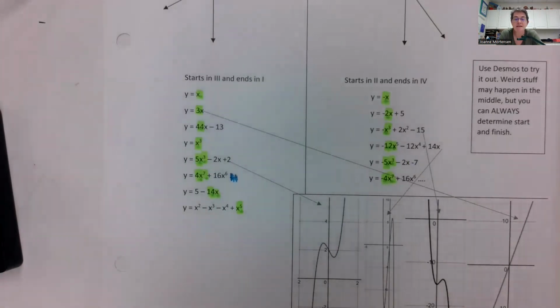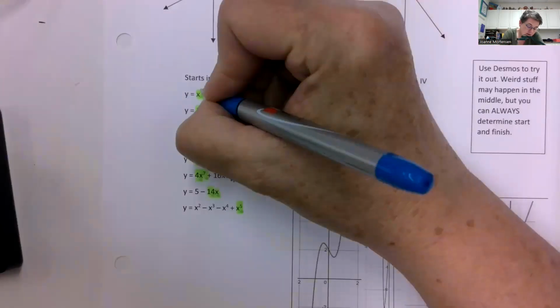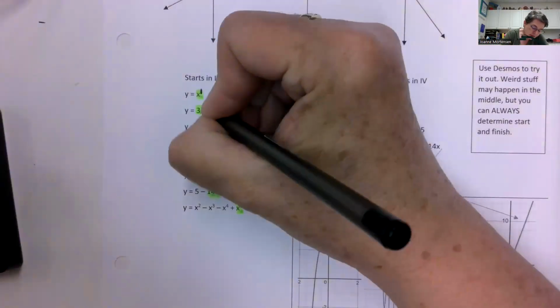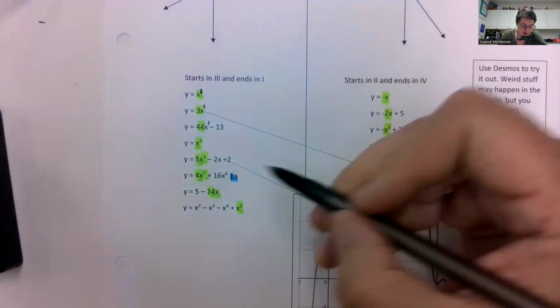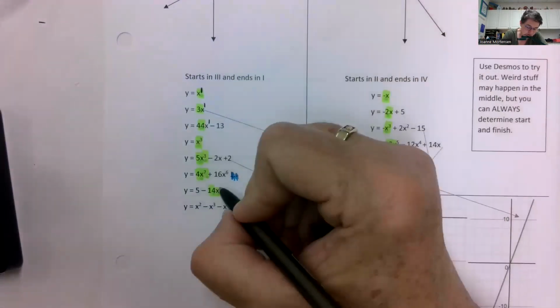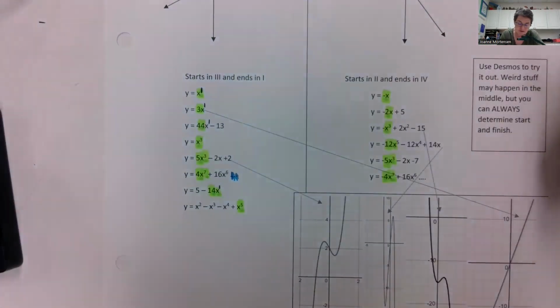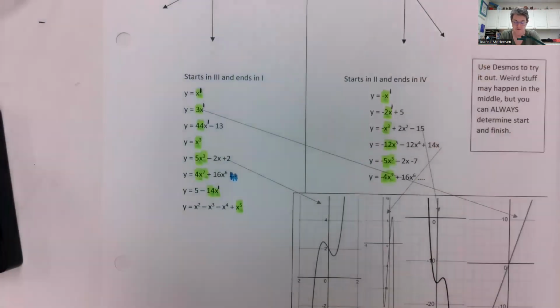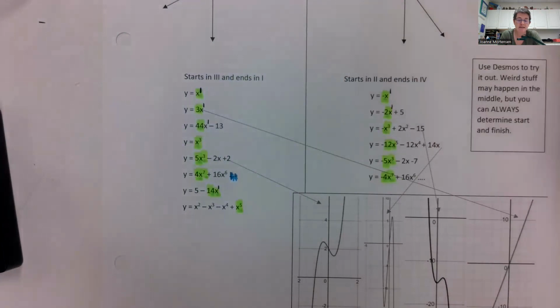So when I say it is an odd degree polynomial, remember, degree is the exponent. There's a 1 there, a 1 there, a 1 there, and then we got 3 and 7. 1, 1, 3, 5, 3, and 7. Okay, so those are all odd. Check.